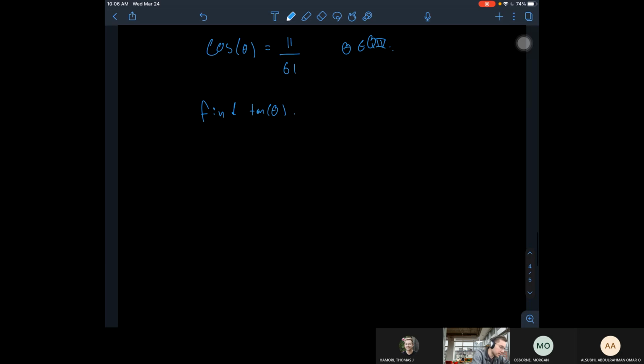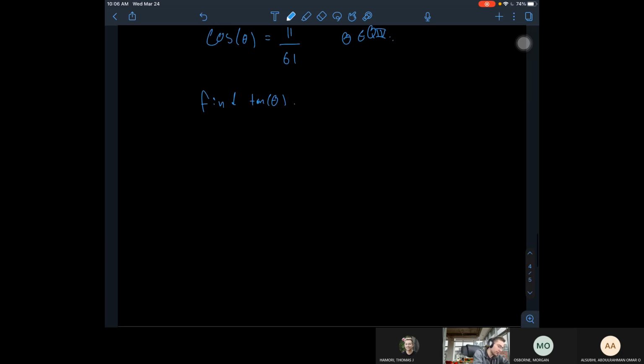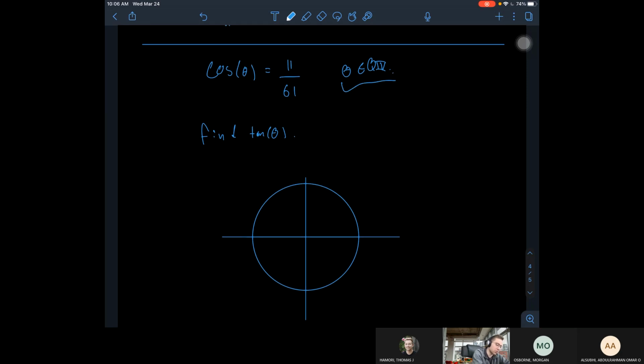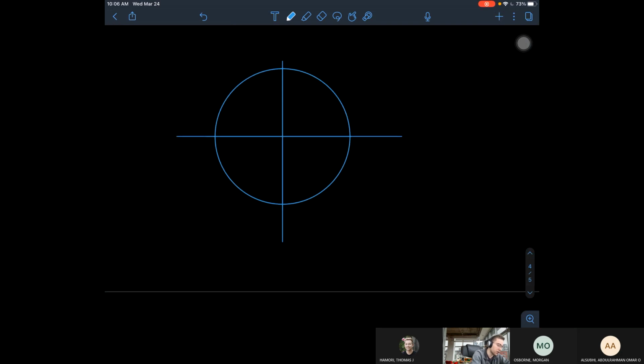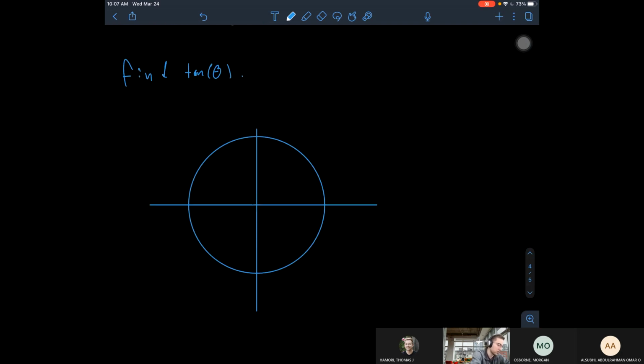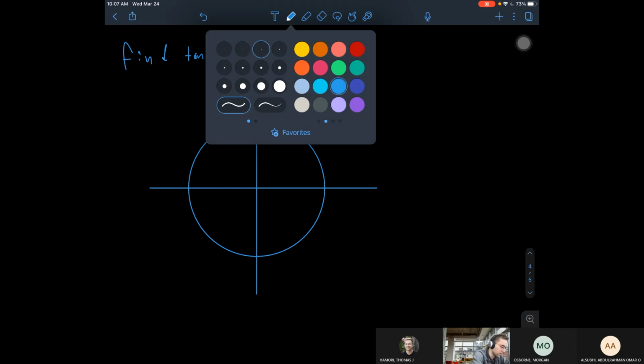Okay, so what is this telling us? It's telling us we have an angle which is on the unit circle. This is the first thing we should always do when they're asking us about these things and they tell us where theta is. The first thing to do is to draw a unit circle and to draw an angle which is in that quadrant. So I'm going to draw an angle theta which is in this quadrant here.